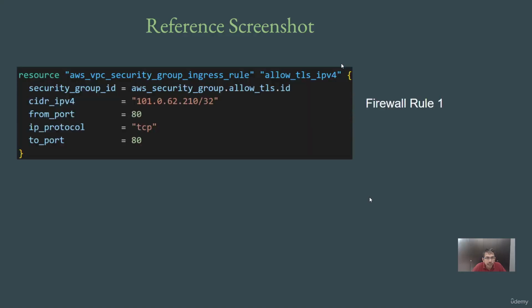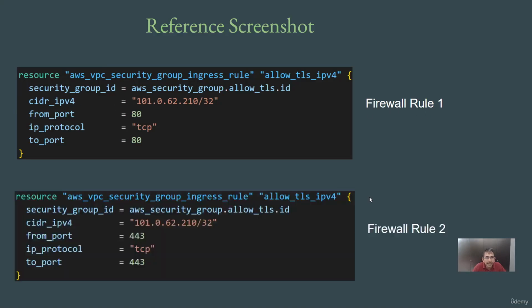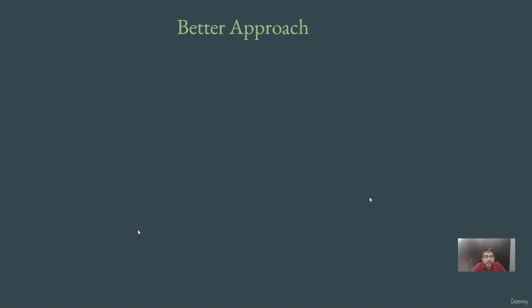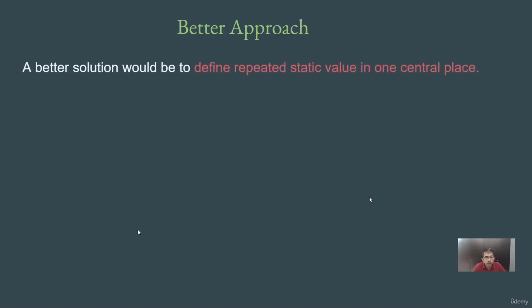Now just for simplicity, I have also added a reference screenshot where you have a firewall rule here and in the CIDR IPv4 block, you have the VPN IP. So this is firewall rule 1. Then you have firewall rule 2. Again, the port differs, but the VPN IP remains the same. So similar to this, in a larger organization, you can have hundreds of rules where this static value would be present.